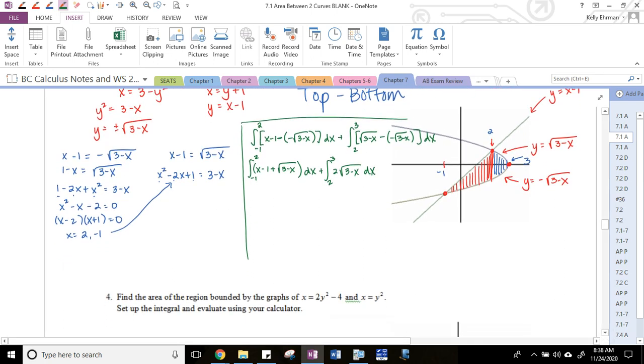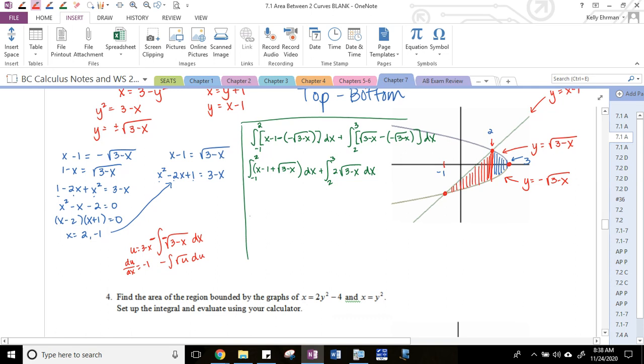How do I integrate this? I can integrate x easily, -1 easily. This is a little u sub here, right? U is going to be 3 minus x. Let's do this off to the side. The integral of square root of 3 minus x. U is 3 minus x. du/dx is -1. If you need a negative here, you need a negative out here. So it's negative the integral of square root of u du.